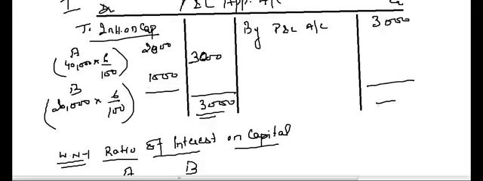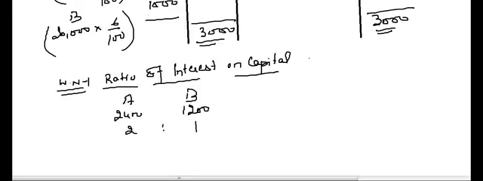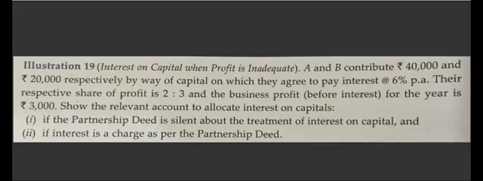Clear? If we have insufficient profits to be distributed as interest on capital, then the available profits will be distributed in the ratio of interest on capital. Whatever the interest on capital is, get the ratio out of it and distribute the actual profits, whatever profits we are having, in that ratio. Clear? You have to prepare this working note also. Now let's see the second part of the question.